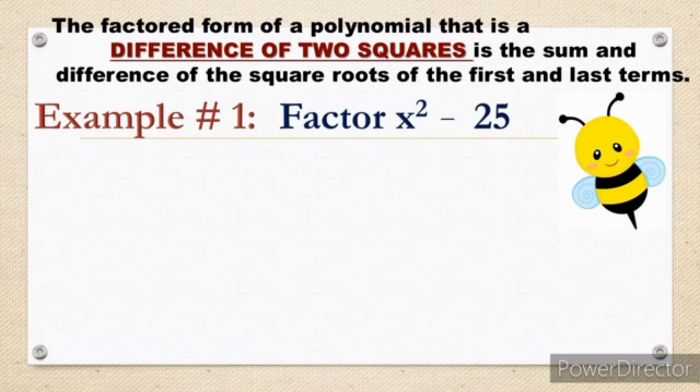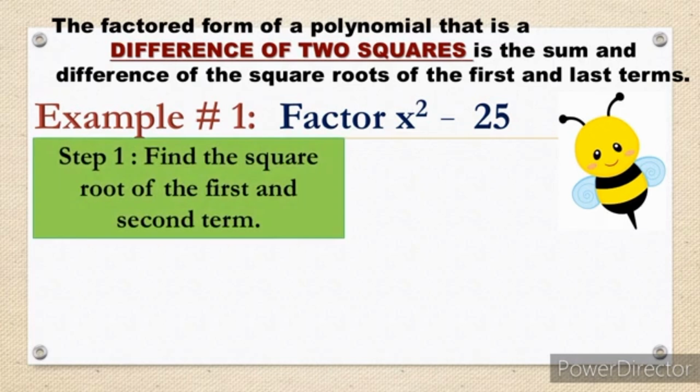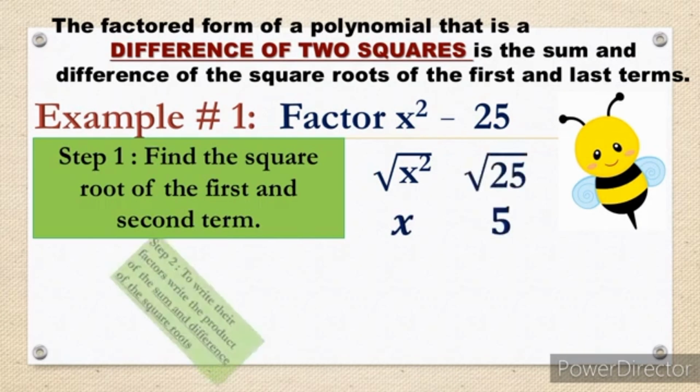Factor x squared minus 25. The first step is to find the square root of the first and the second term. The first term is x squared, so the square root of x squared is x. While the second term is 25, the square root of 25 is 5.